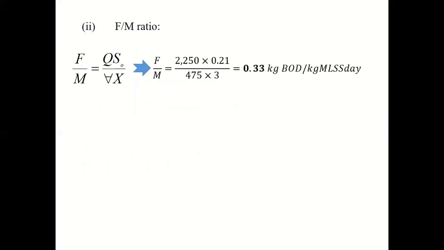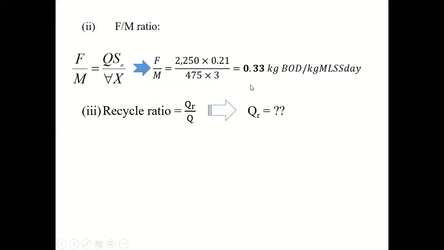Now we calculate the F/M ratio. The F/M ratio is simply Q S naught over V X. Make sure you substitute correctly, and it equals 0.33 kilogram BOD per kilogram mixed liquor suspended solids per day.